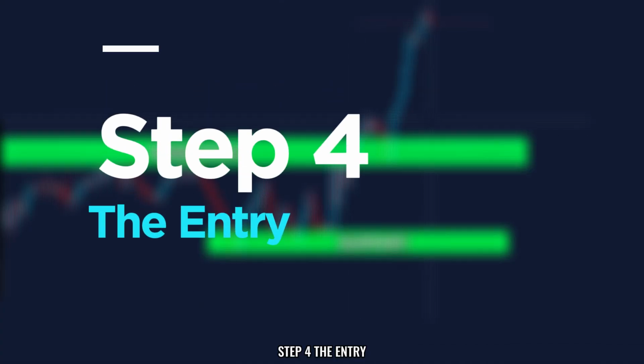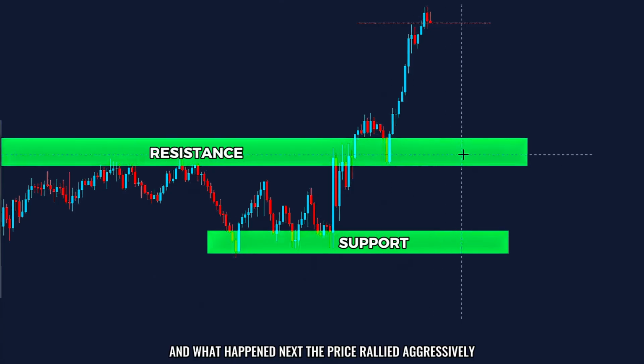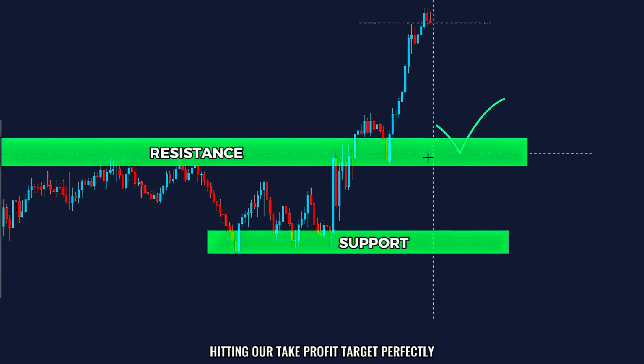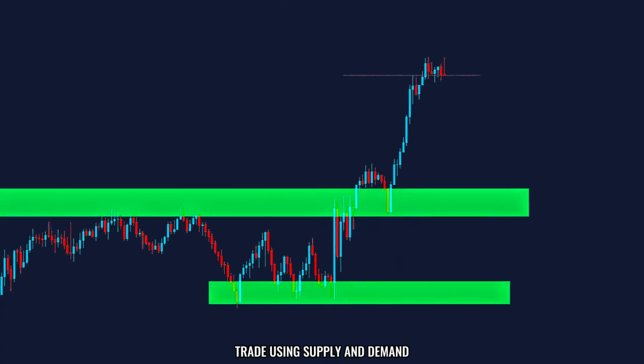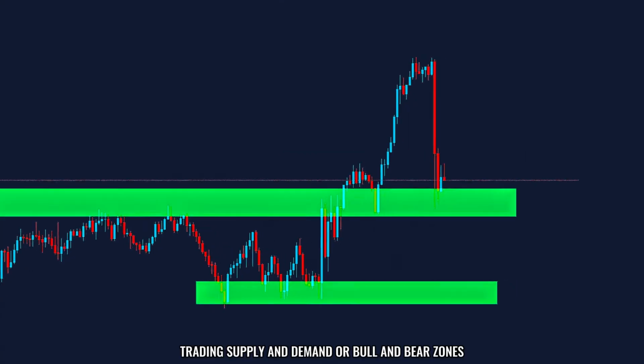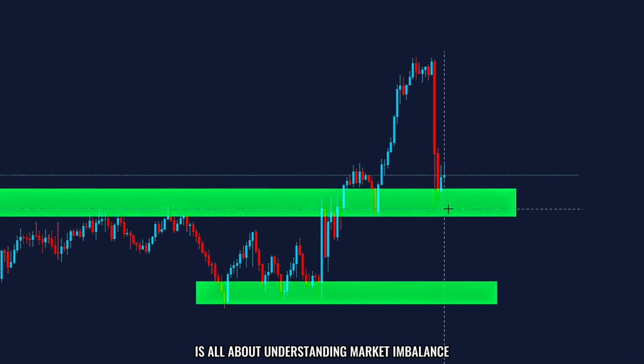Step 4. The entry. That breakout is our perfect entry signal. We execute a buy right there. And what happened next? The price rallied aggressively, hitting our take profit target perfectly. A highly successful textbook trade using supply and demand. Trading supply and demand, or bull and bear zones, is all about understanding market imbalance.